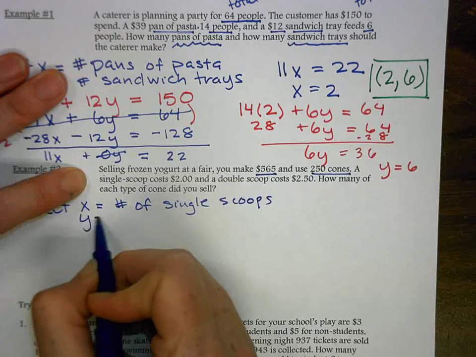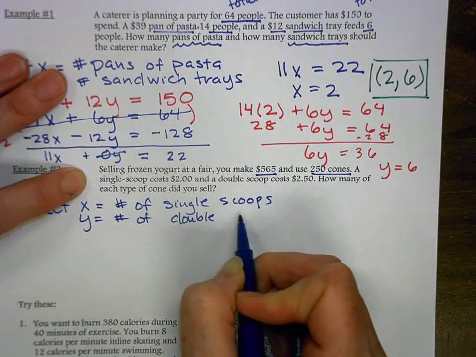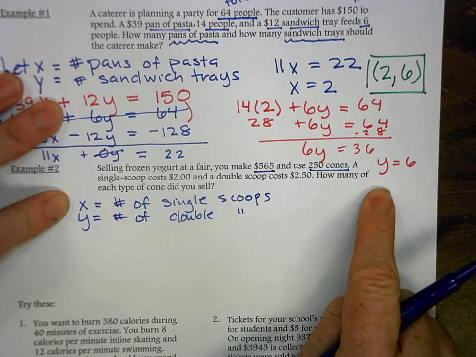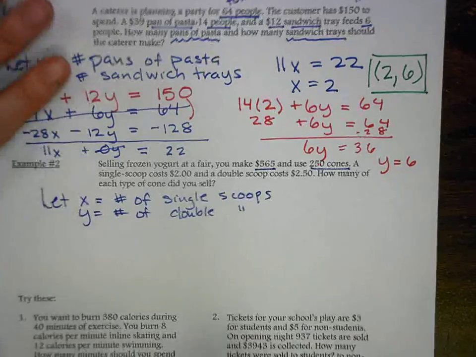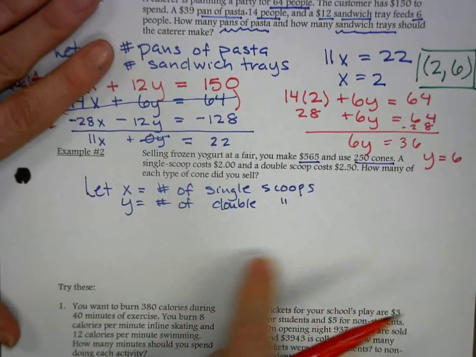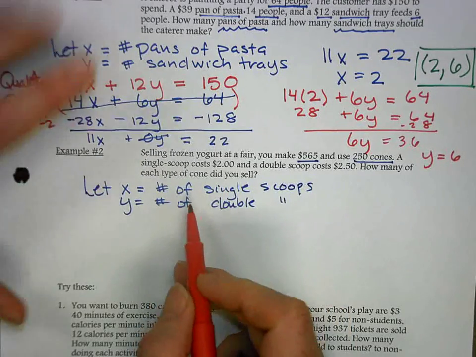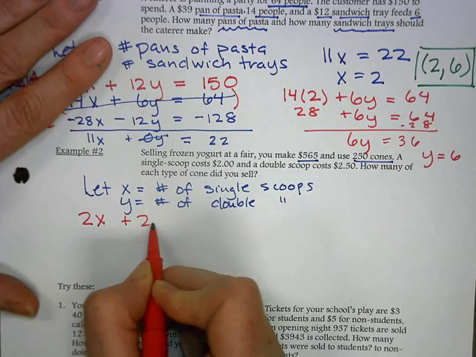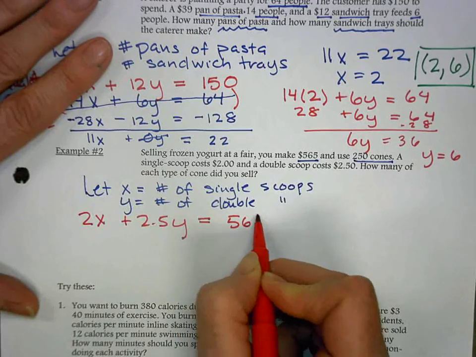Let y equal the number of double scoops. Remember, your x and y always answer the last question. Now I'm going to set this up in an equation. All right, what has money? This is your quality about the problem. It's about the money. So you have a single scoop. Single scoops are x. $2 times your single scoops plus $2.50 times your double scoop equals $565.